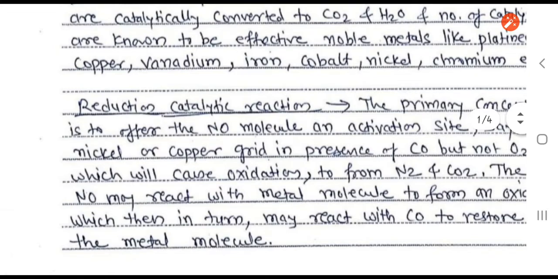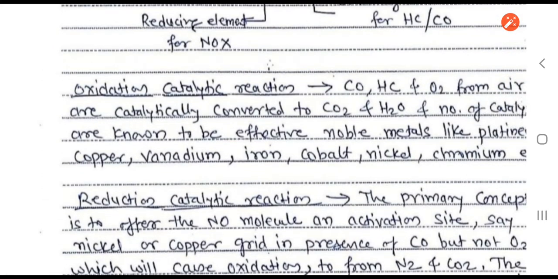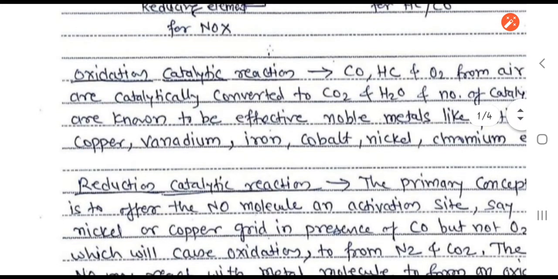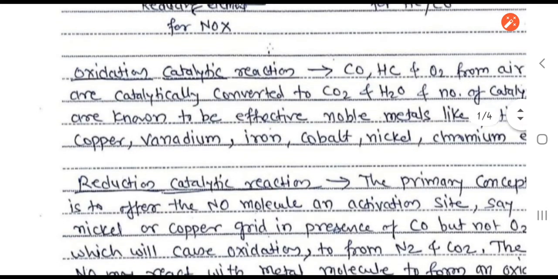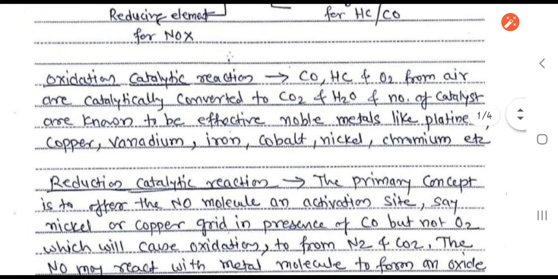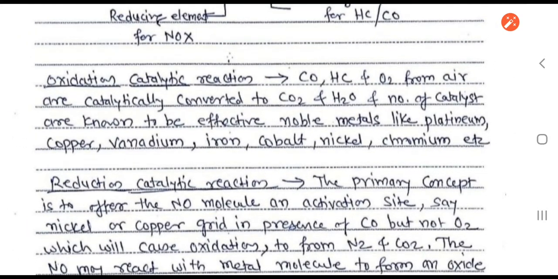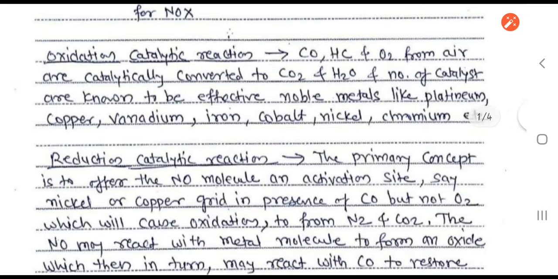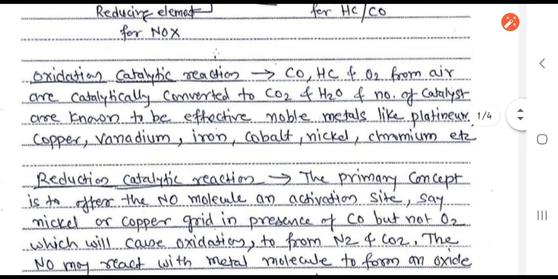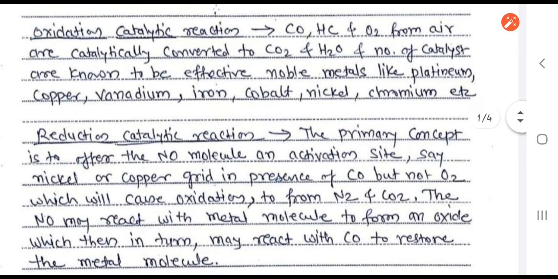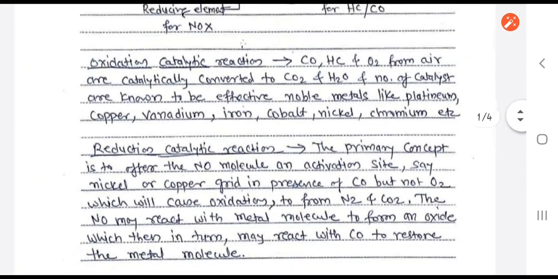Similarly, the different reactions which take place during the working of this catalytic converter are shown here. CO, HC and O2 from air are catalytically converted to CO2 and H2O, and a number of catalysts are known to be effective. Noble metals like platinum, and also copper, vanadium, iron, cobalt, nickel, chromium and aluminum can be used as a catalyst. Similarly, the reduction catalytic reaction is shown here. You can read it and understand.